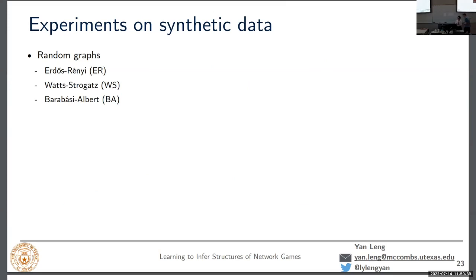We have three sets of random graphs: Erdős-Rényi, Watts-Strogatz, and Barabási-Albert. Watts-Strogatz is just a k-regular graph. Each individual has k neighbors, and then we rewire some of the edges. And Barabási-Albert would have a core-periphery structure. So typically we would think Barabási-Albert is closer to a social network than the other two.